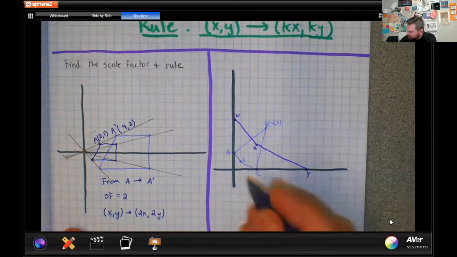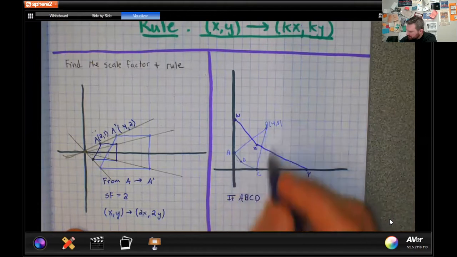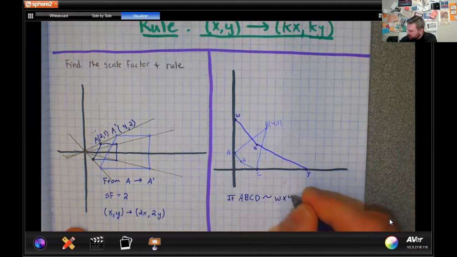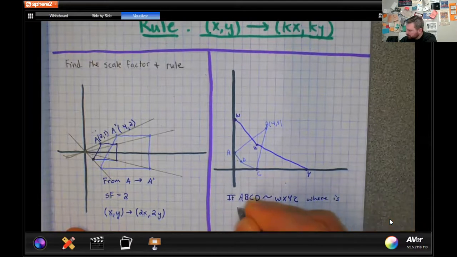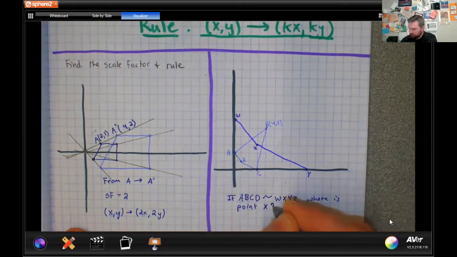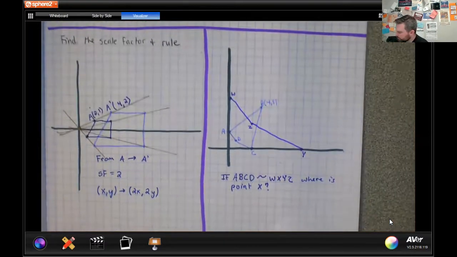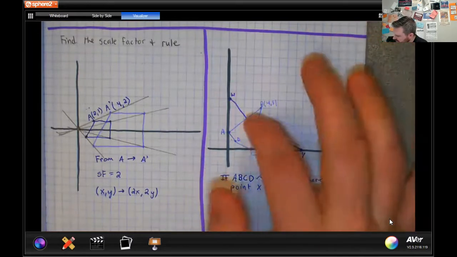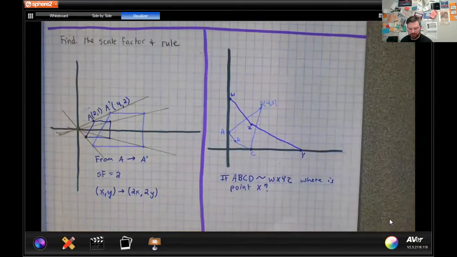It says if A, B, C, D, this shape, is similar, this is the symbol for similar, to W, X, Y, Z, where is point X? So these two shapes are similar, and W, X, Y, Z will look like this. X is going to be somewhere way up here. In order to do this, I need to find the scale factor.